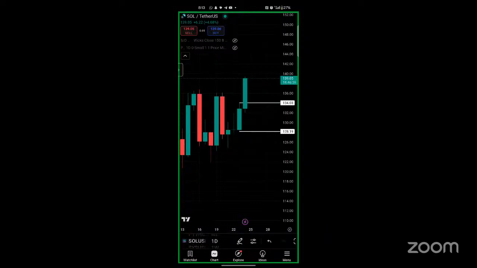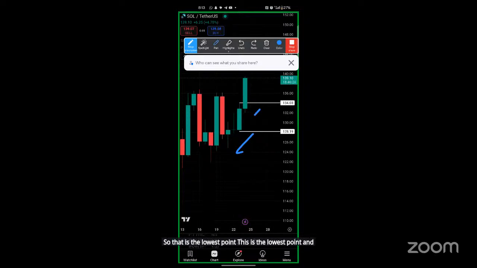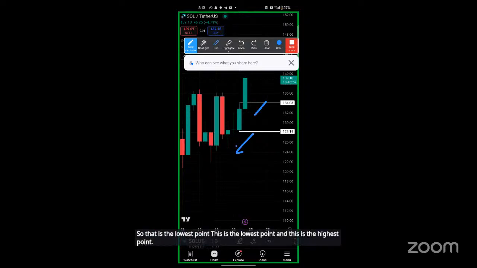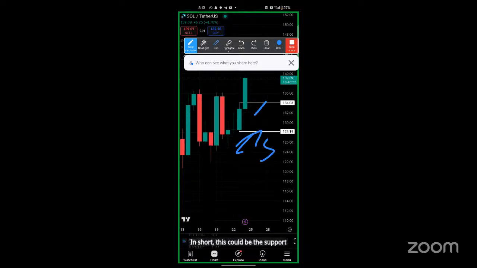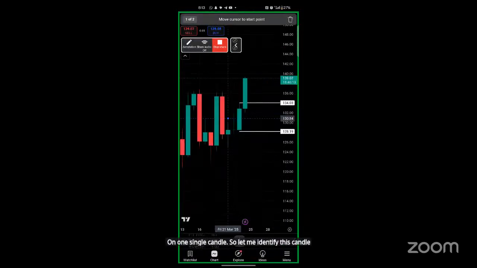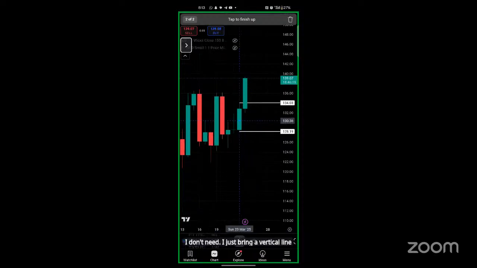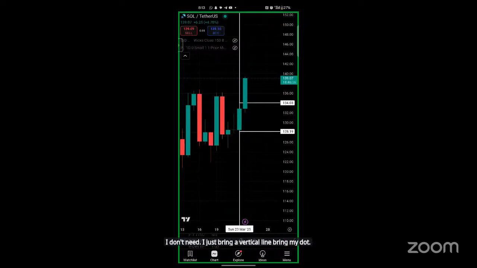So that is the lowest point. This is the lowest point, and this is the highest point. In short, this could be the support, and this could be resistance. Okay, on one single candle. So let me identify this candle by drawing a vertical line on it. I just bring a vertical line, bring my dot, tap in the dot. So I have identified that candle.